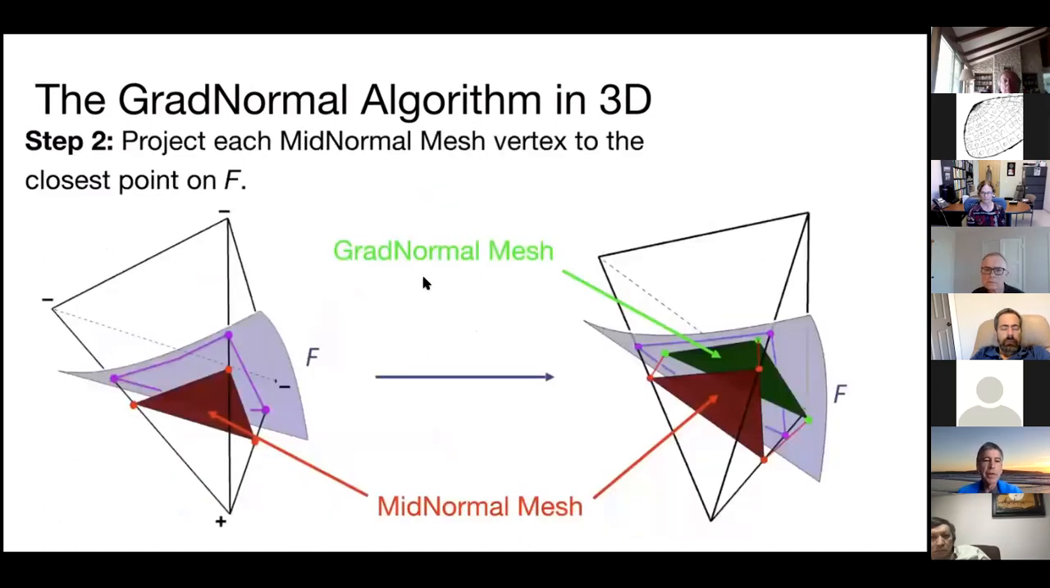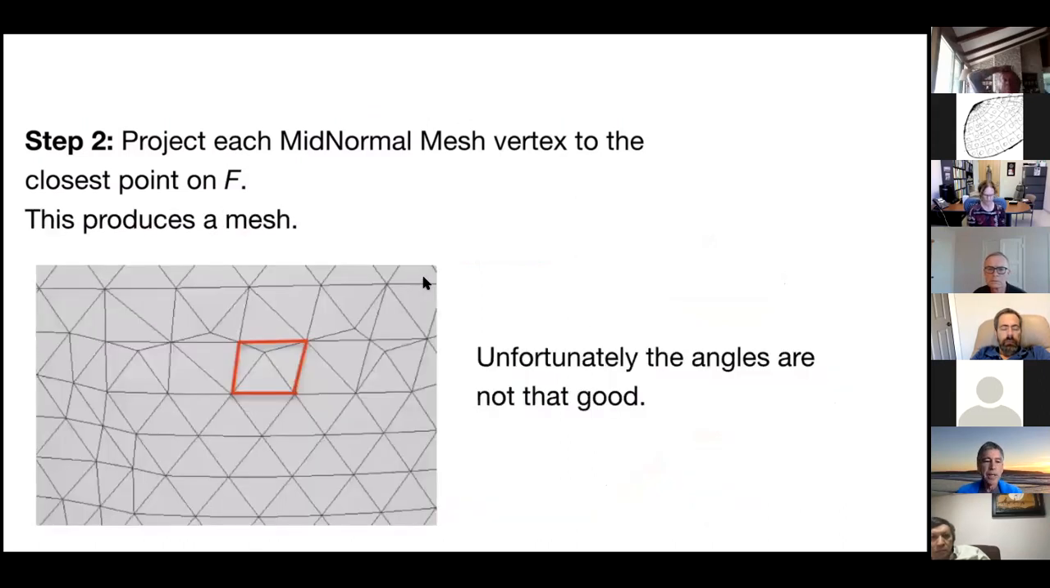So then we do a projection step where we project these triangles onto the surface. This is why this algorithm is called grad normal. We use the gradient to estimate where the surface is and project down to it. So that gives us a closest point projection. And now we get a triangulation whose vertices actually lie on the surface. And here's a picture of an actual triangulation that comes up like that.